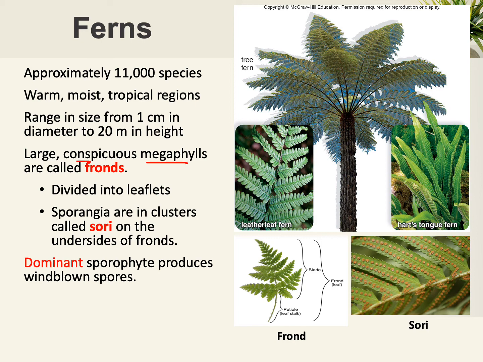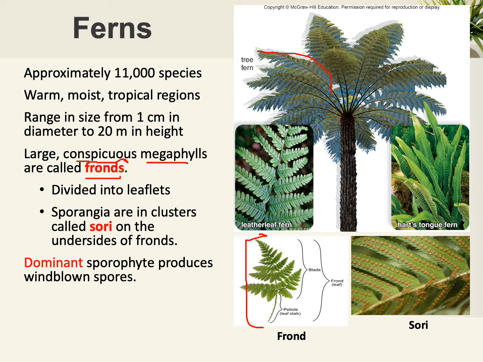They have conspicuous megaphylls, conspicuous being another word for visible. They are large, visible megaphylls, and they are called fronds. The whole of this is called a frond. So this is one frond.